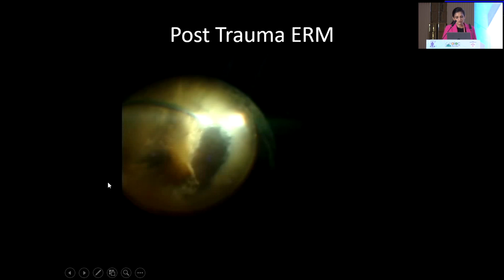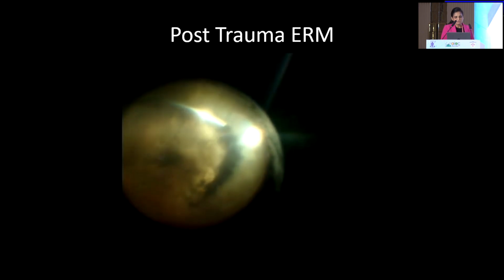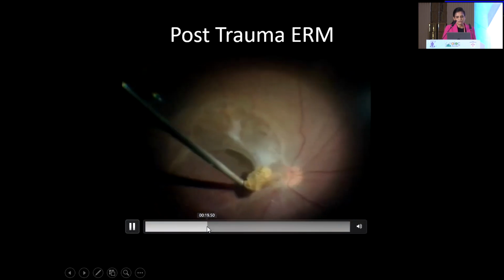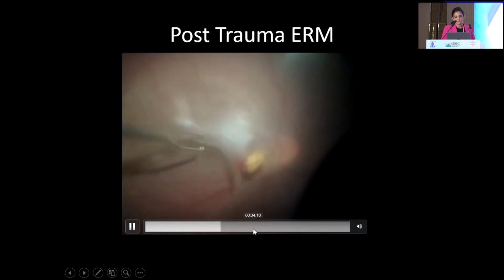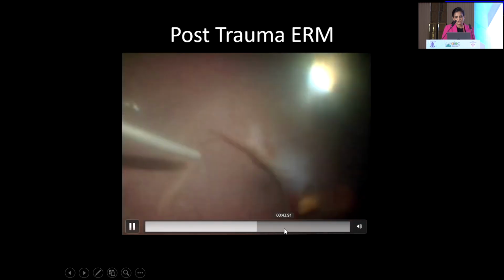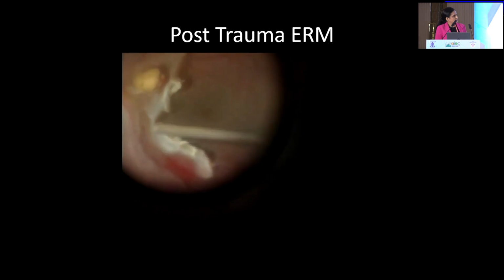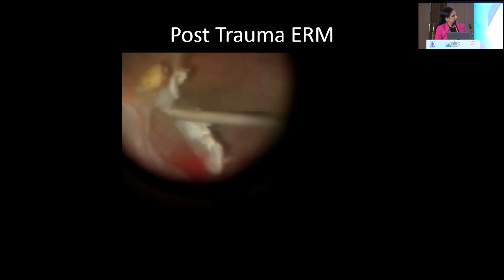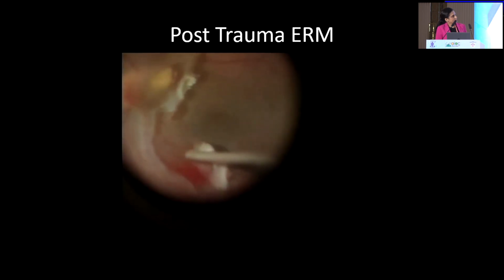So this is a case of post-trauma epiretinal membrane. This patient had a vitreous hemorrhage. And once we remove the hemorrhage, you see this big epiretinal membrane, a very thick membrane at the macula, which cannot be pulled off with the forceps. So here again, you need to use the cutter to dissect this membrane. Similar to the diabetic membrane, you get an area where it is not adherent to the retina, and then you cut it and remove it with your cutter.